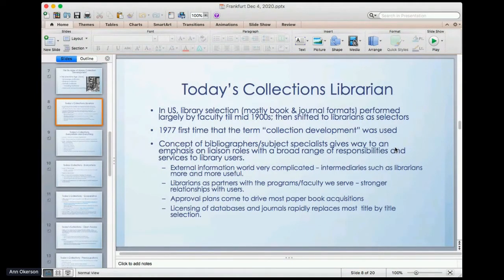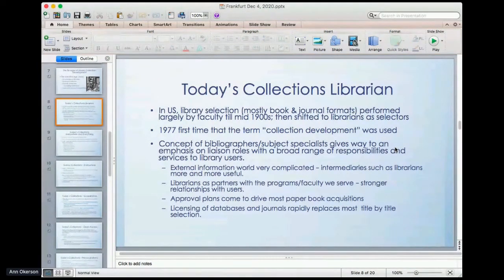In Europe and the US, library selection of mostly printed formats was performed largely by faculty until the mid-1900s or later, when there was a shift to library selection. As late as the 1980s, Princeton held off converting one section of its collections to Library of Congress cataloging in order to placate an elderly faculty member happily at work selecting for them in an important discipline. But then the project became more businesslike.